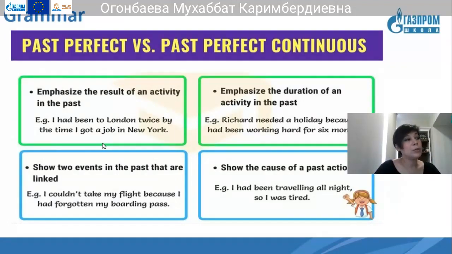When we want to underline, emphasize the result of activity in the past. For example, I have been to London twice. I have lived there for a long time. When we talk about that. Otherwise, continuous is used when we want to emphasize the duration of the action in the past. He had been working for 6 months, then he decided to have a vacation.